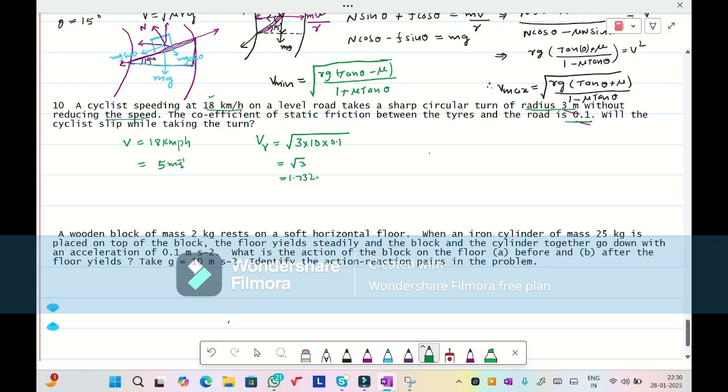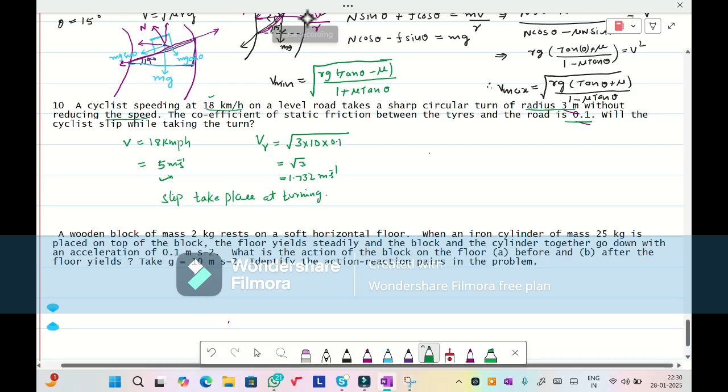1.732 is needed to move. This is the limit speed at the safe turn. But he is maintaining 5 meters per second. He is not reducing. He had to reduce actually, but not reducing. So he'll go out of the circle. This means he'll slip compulsorily. The slip takes place at the turn. So I hope you understand.